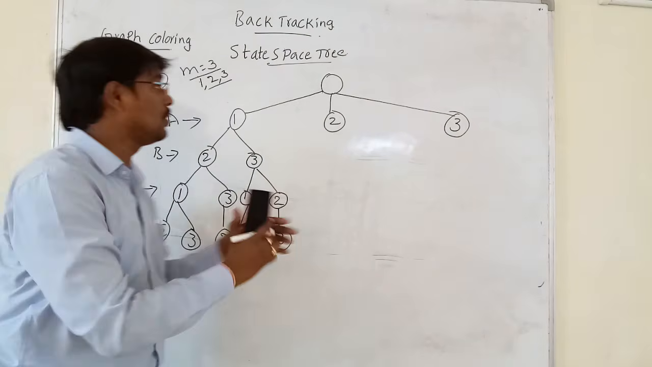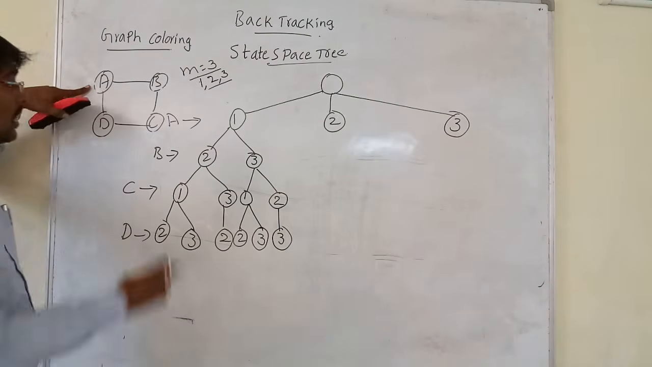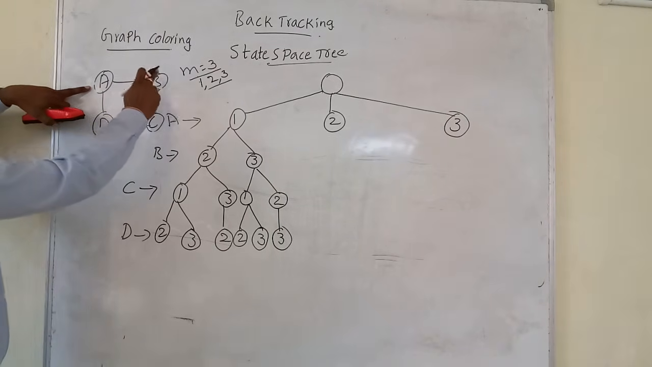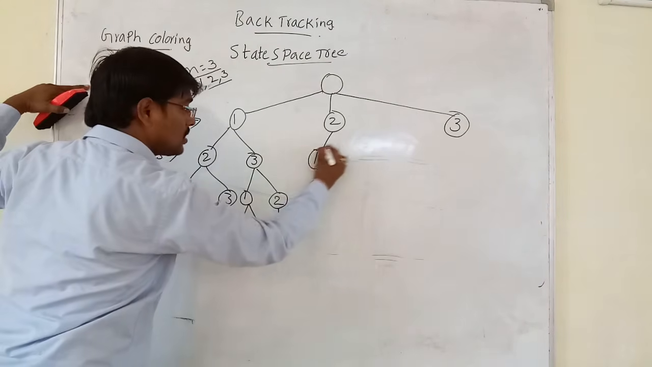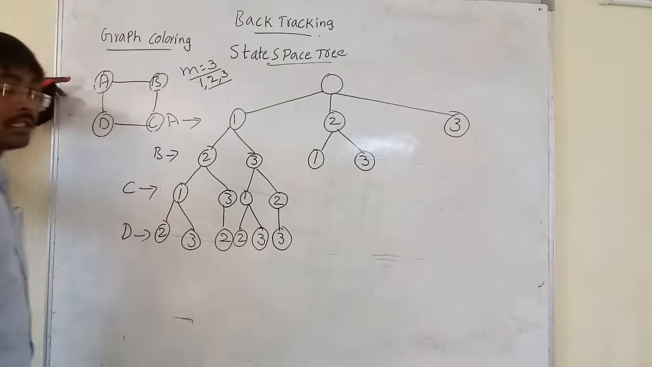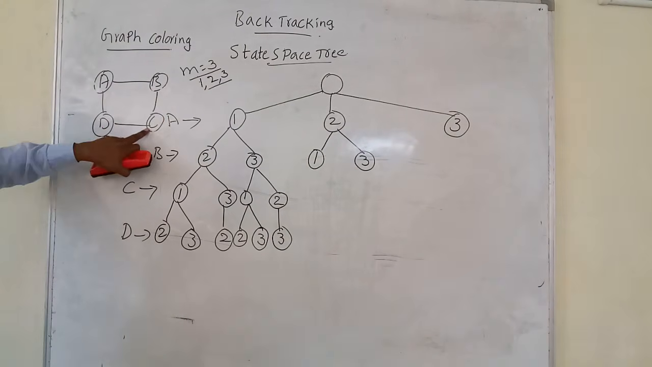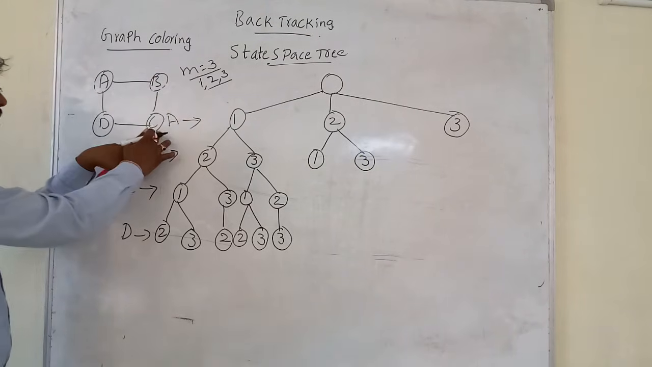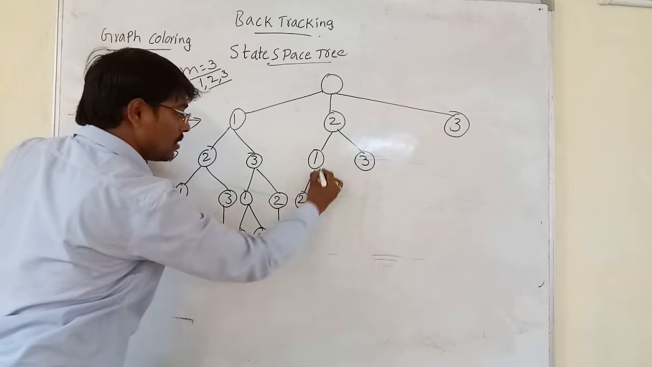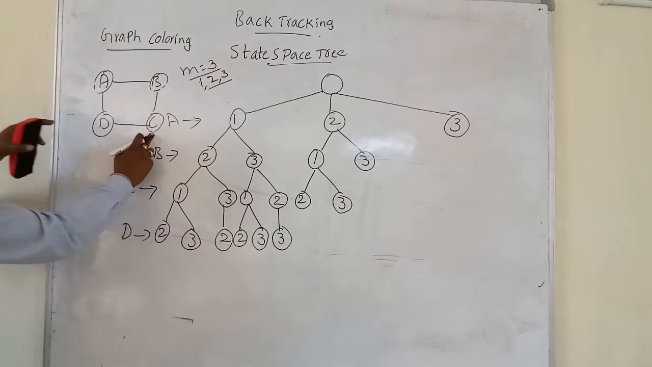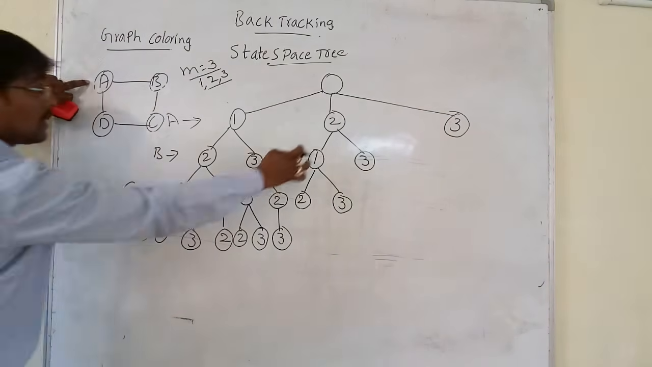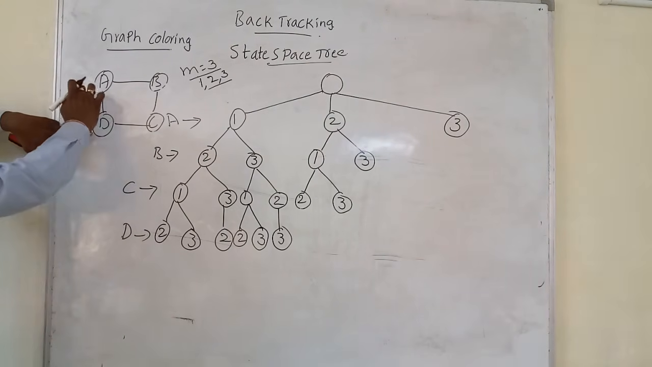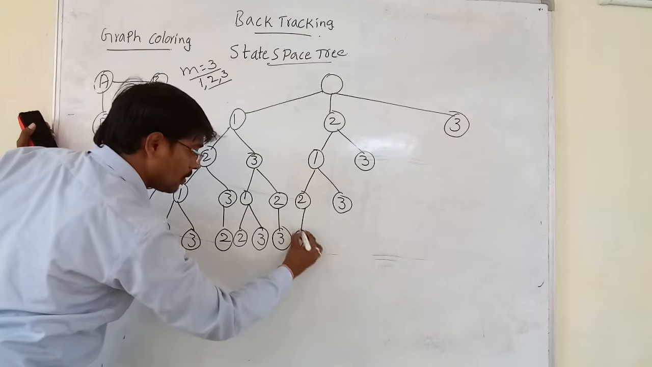Now move to the second node. For example, initially A is colored with color number 2. B has 2 possible cases, either 1 or 3. Suppose B is colored with 1, so the adjacent vertex is colored with 1. So remaining two cases, C is colored with either 2 or 3. Suppose C is colored with 2, A is colored with 2, C is colored with 2. Now D is colored with either 1 or 3.